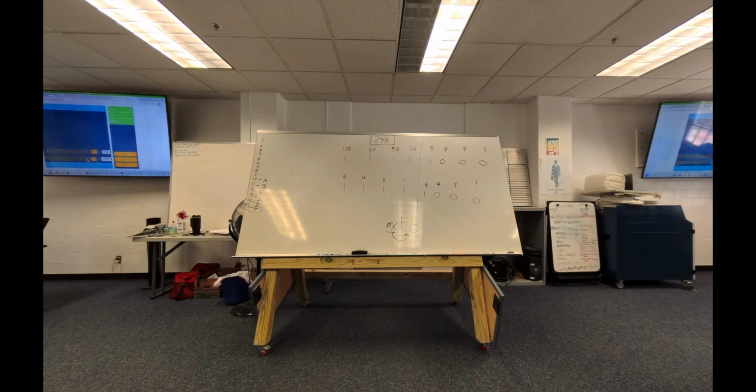255 is all bits turned on. 64, just the 64. 128. 255, all turned on. 8, turn off the 128, turn on the 8. 2. 255. 15, we know is everything right of 16, etc. Easy day? All right. Any questions on this?